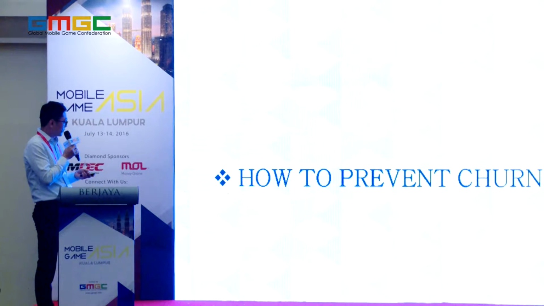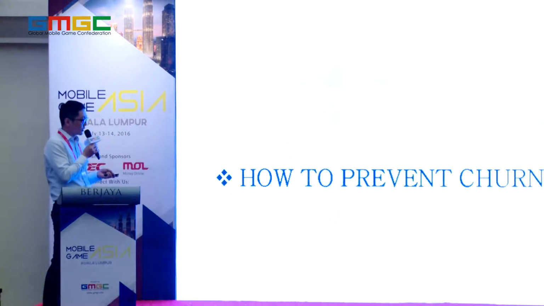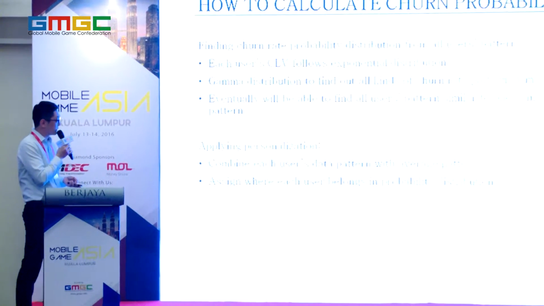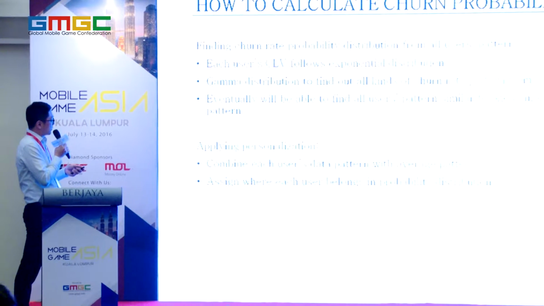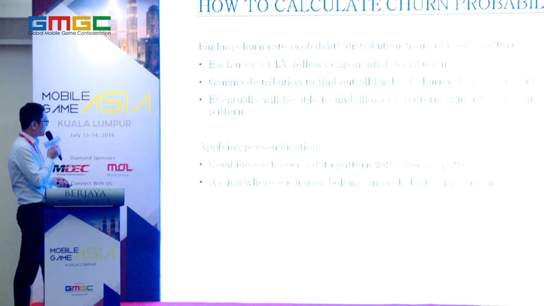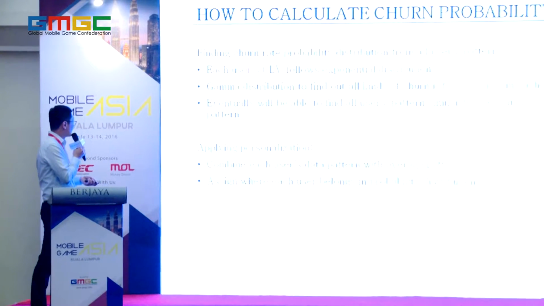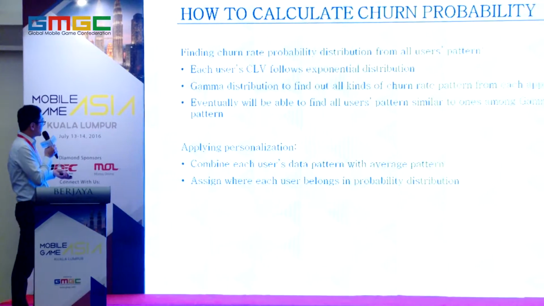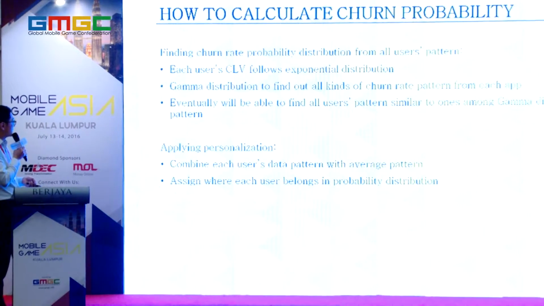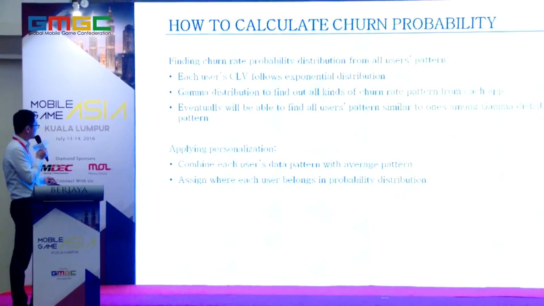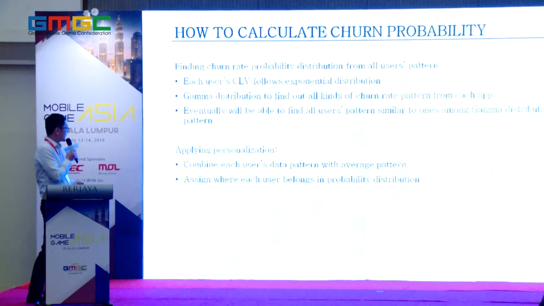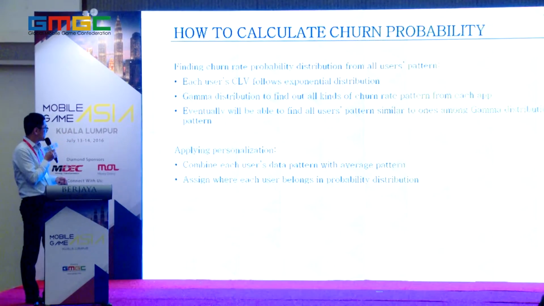Okay, now, how to prevent churn? We went through this prediction model on the COVs to understand the customer's lifetime and its values. Here we can actually calculate the probability of the user's churn rate. What we did is calculate the probability distribution from all the users' patterns. They include all the COV, and then we apply the gamma distribution to find out all kinds of churn rate patterns from each application. And eventually we find users' patterns similar to ones among the gamma distribution.